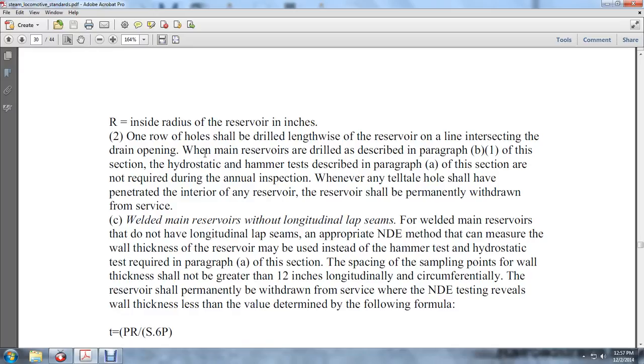Whenever any telltale shall be penetrated interior, any reserve shall be permanently withdrawn for the service welded and main reserve within longitudinally at lap seams. Weld main reserve that did not have longitude lap seams operated the NDE method.